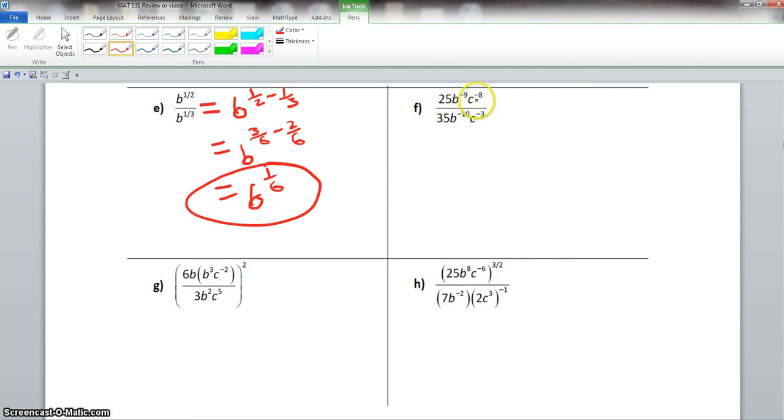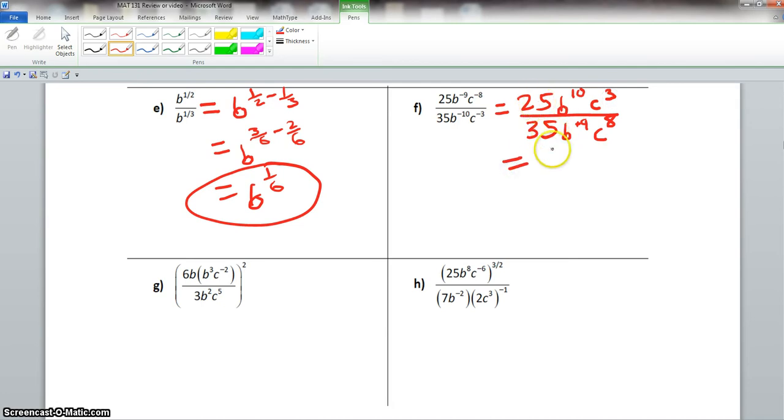We have 25b to the negative 8, c to the negative 8, over 35b to the negative 10, c to the negative 3. So we're going to go through, and first let's shift these negative exponents before we do any simplifying. So this b to the negative 10 will come to the top, and this b to the negative 9 will go to our denominator. And then c to the negative 8 will go to our denominator. And actually this b to the negative 9 will become positive 9. And then this c to the negative 3 will go in our numerator.